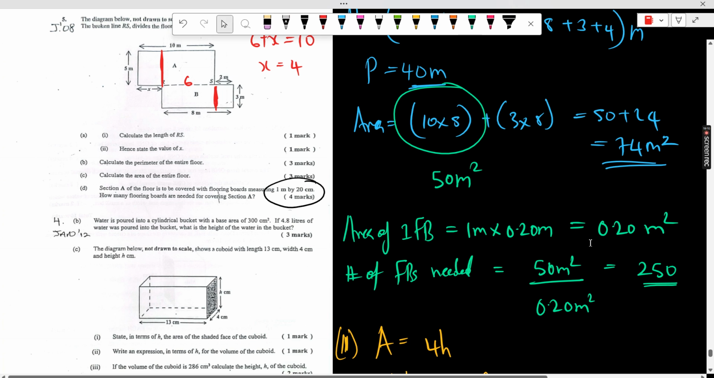You have a question, Jaco? Sir, can I repeat that last one, sir? Oh yeah, no problem. So this last part here, we're given the measurement of a flooring board. We want to determine how many of those flooring boards are needed to cover the area of section A.